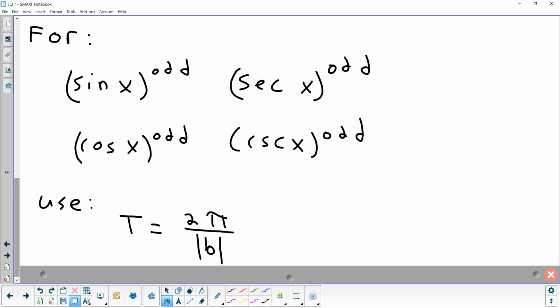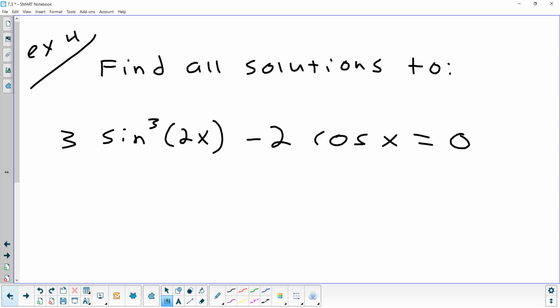All right, so now that we have these two formulas, let's go back to the problem we were doing that has sine cubed, and we should be able to figure out the period of that without graphing it. We can just use our formula. So sine cubed 2x. A couple things going on. The cubed is going to affect the period, and the 2 is going to affect the period. So let's start with sine cubed.